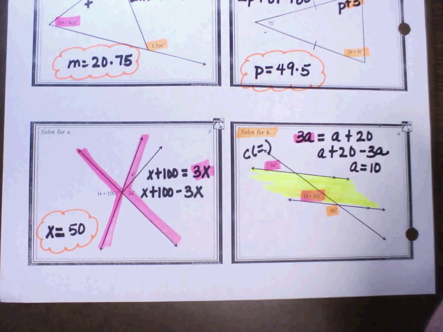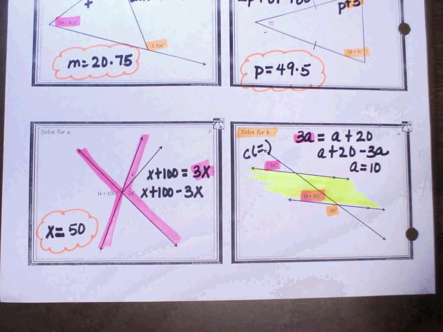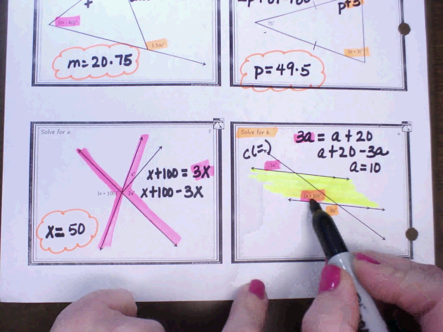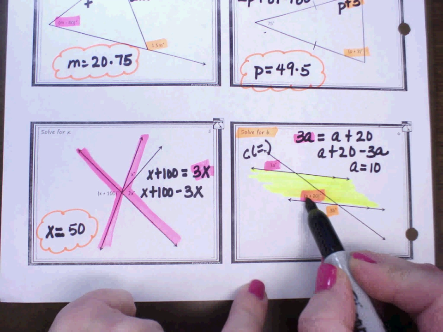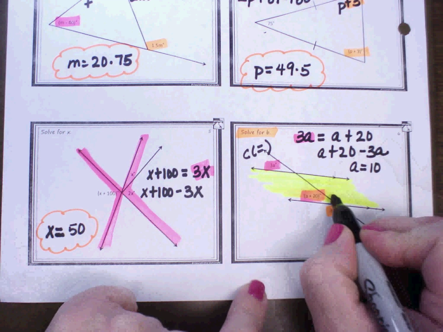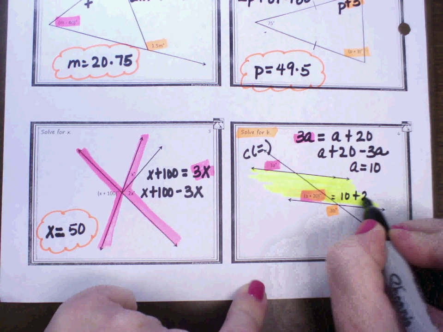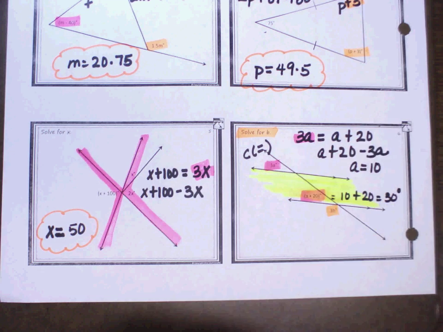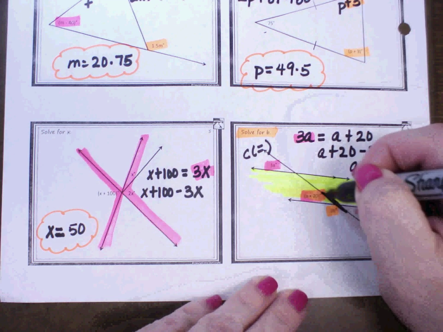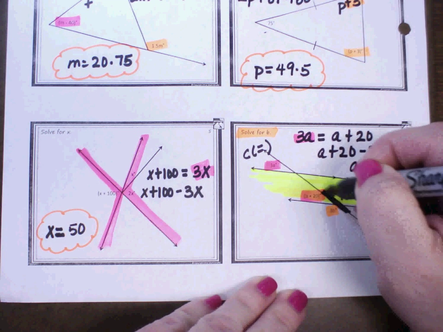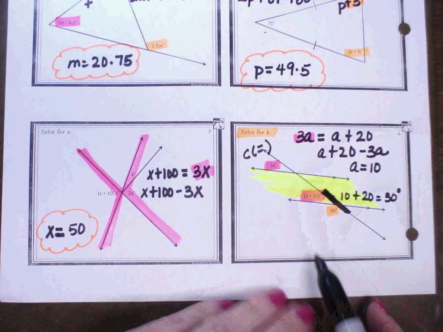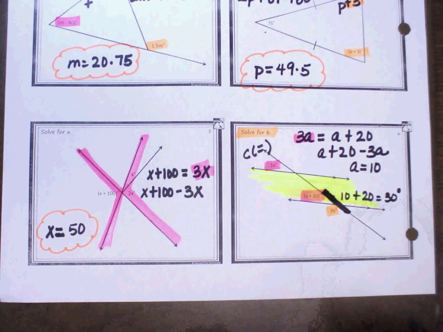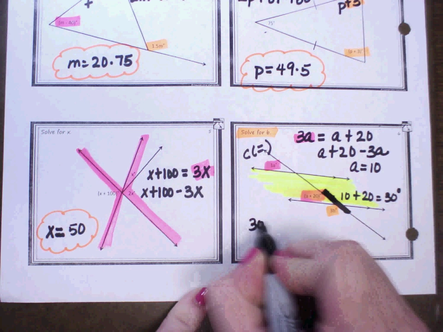Now, that's not what I want. I want b. So what can I do? I can substitute either here or here. Let's just do it here because that's a lot easier. Instead of a plus 20, it is 10 plus 20, which equals what? 30.